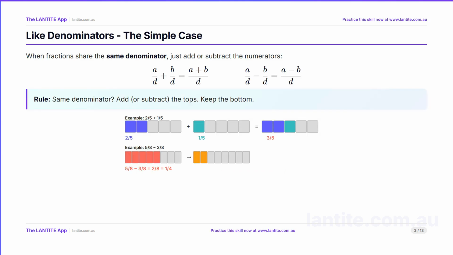Let us start with the easy case. When two fractions already have the same denominator, you simply add or subtract the numerators and keep the denominator the same. For example, 2/5 plus 1/5. The denominators are both 5, so add the numerators. 2 plus 1 equals 3. The answer is 3/5. For subtraction, 5/8 minus 3/8. Subtract the numerators. 5 minus 3 is 2, giving 2/8. Which simplifies to 1/4. Always check if your answer can be simplified.